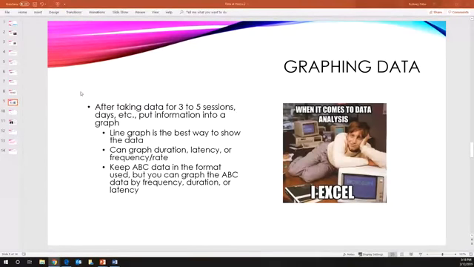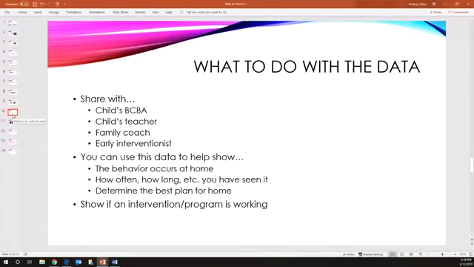So once you've got your data graphed, what do you do with it? Well, you could share it with your child's BCBA, their teacher. You could share it with me as a coach if I'm one of the people you want to work with. Or if your child is in early intervention, like here in the state of Georgia, we have Babies Can't Wait, which is 0 to 3.